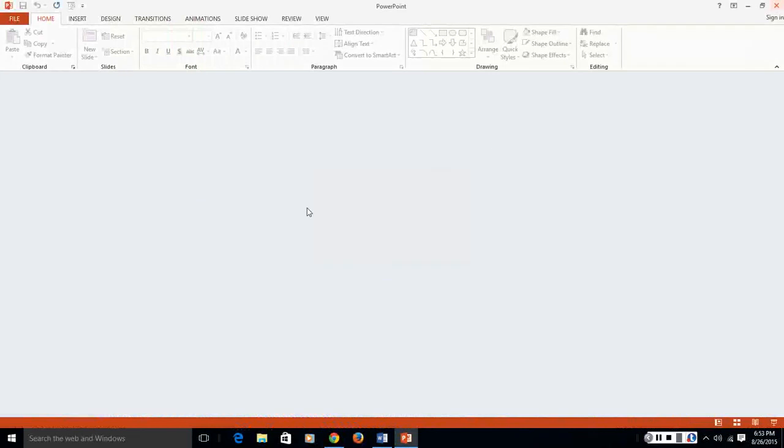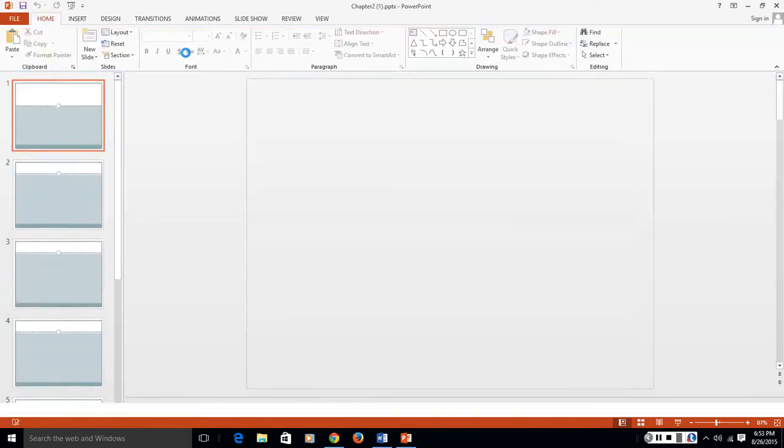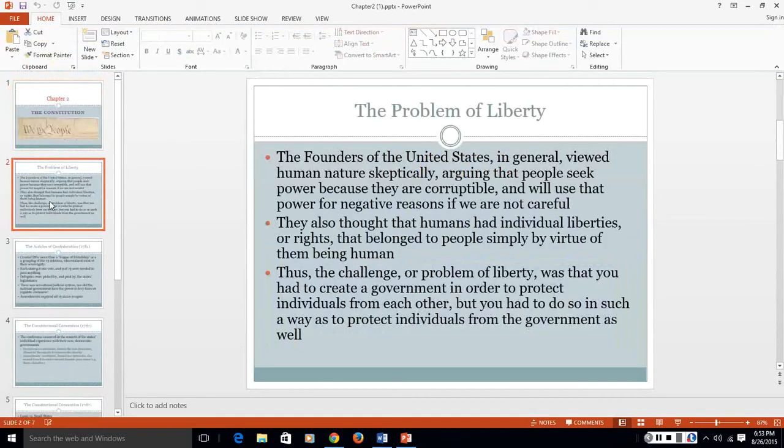So Chapter 2 is looking at the foundation of our Constitution, or of our government, which is a Constitution. And it starts off with a very interesting question, which is the problem of liberty. Now, the idea with liberty is that you have to have a government to protect liberty. But you also have to have the ability to protect people from government. Our founders viewed people as generally individuals that could be corrupted, individuals that were power hungry, individuals that were only looking out for themselves. And so they wanted to create a government that was strong enough to protect the individual liberties of others, but not so strong that people's liberties would be taken away from them. And so it's really trying to create that perfect balance that they were aiming for.